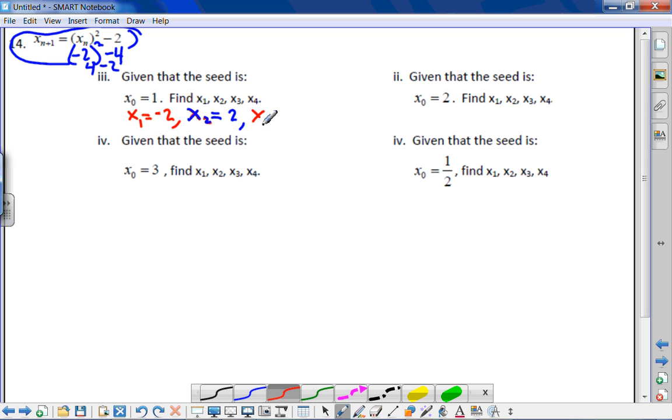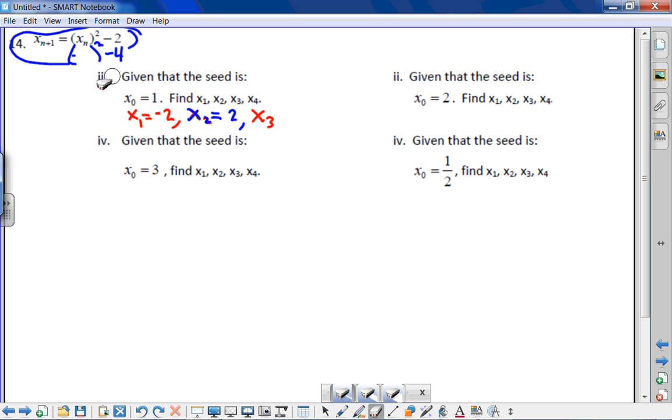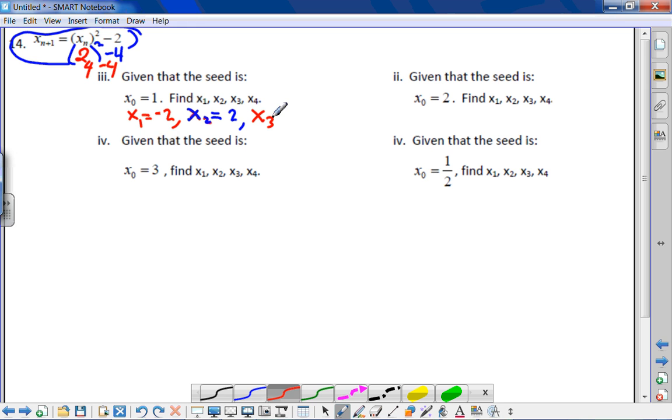All right, what about the third iteration? Third iteration, we'll say, what was the previous term? Well, that was a 2. So the previous term will have the rule applied to it. When you square 2, you get 4, and 4 minus 4 is 0.